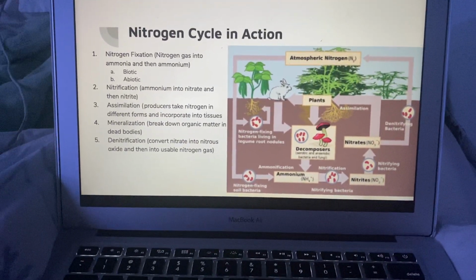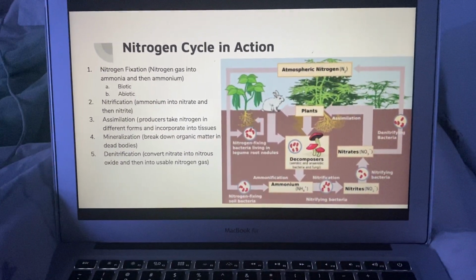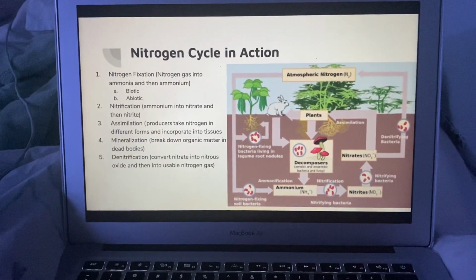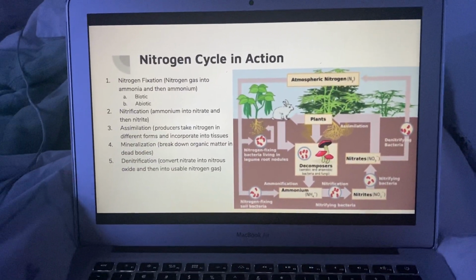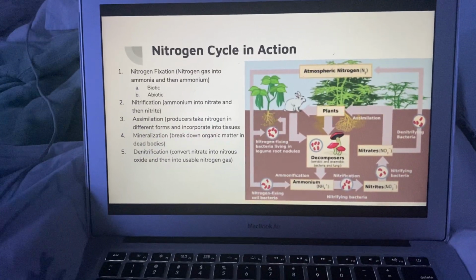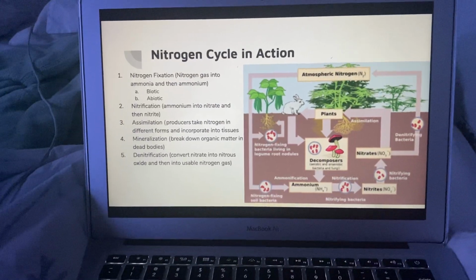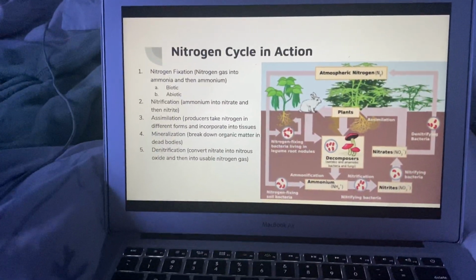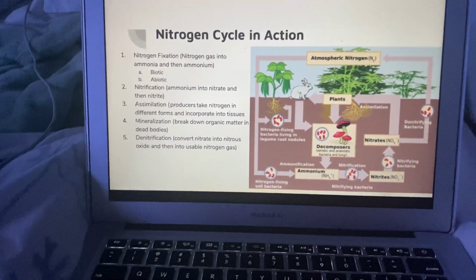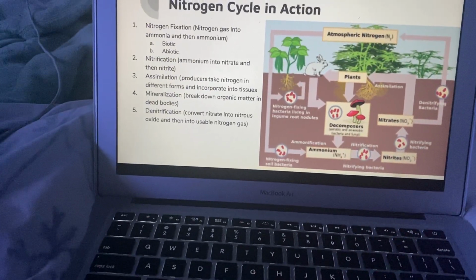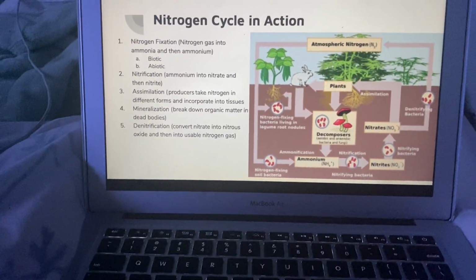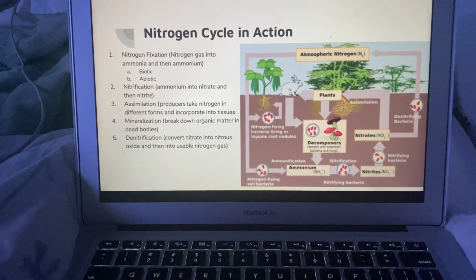And then lastly, after the consumer's body is decomposed and the organic matter is converted into nitrate, it is then converted into nitrous oxide and finally nitrogen gas, where it can be emitted back into the atmosphere. This process, denitrification, is conducted by specialized bacteria that live under conditions such as waterlogged soils or bottom sediments.